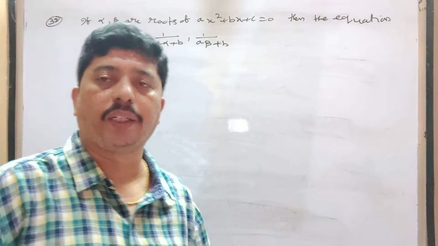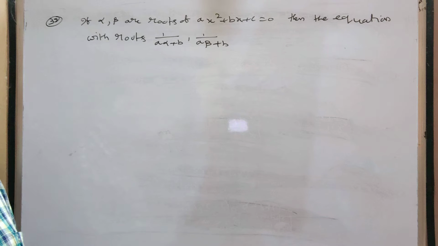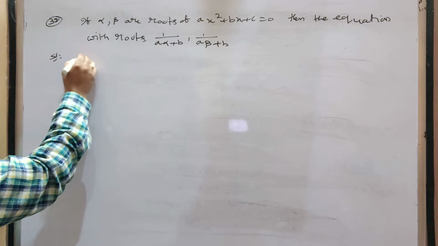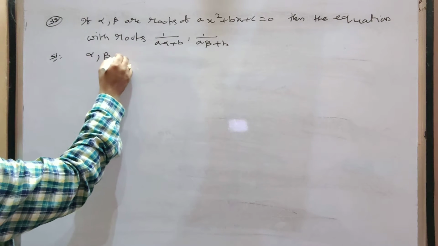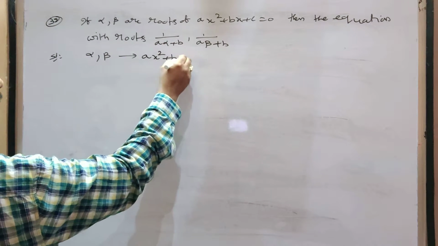Coming to 32nd question. Alpha, beta are the roots of the equation given. Solution. Alpha, beta are the roots of ax square plus bx plus c.